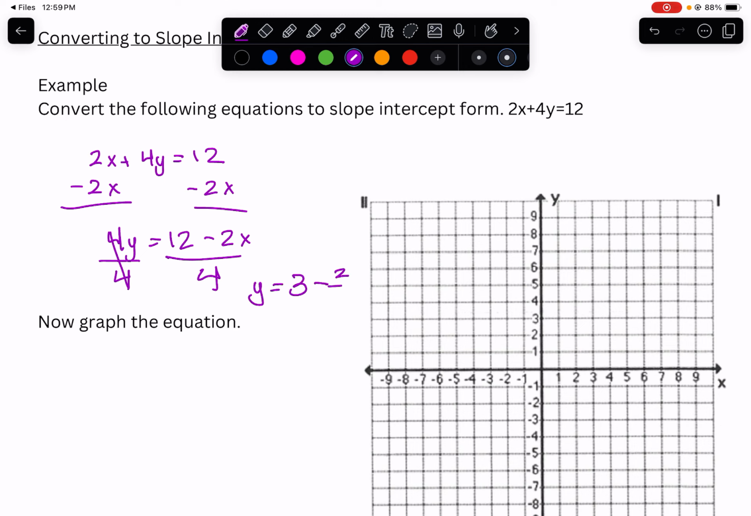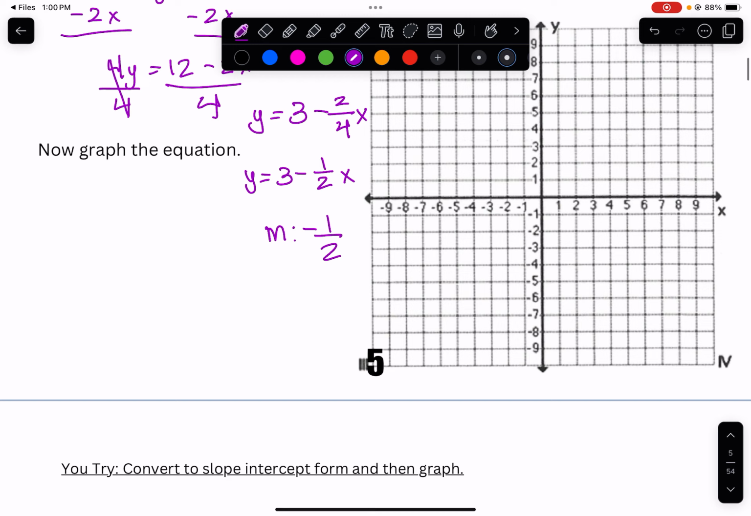So here, for example, we would have 2 over 4x. And if you simplify that, it's minus 1/2 x. So my slope here is -1/2, and my intercept is at 3. So I'm starting at 3, but now my rise over my run is I'm going to go down 1 over 2, down 1 over 2.